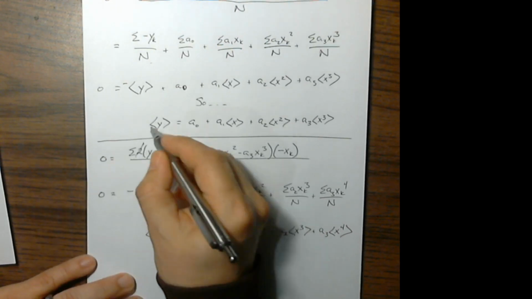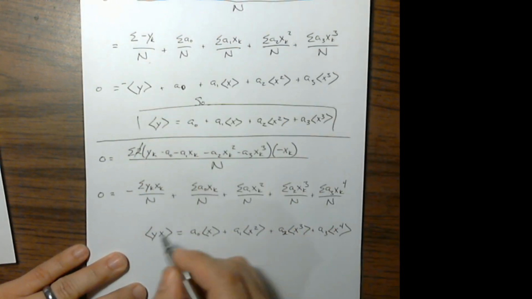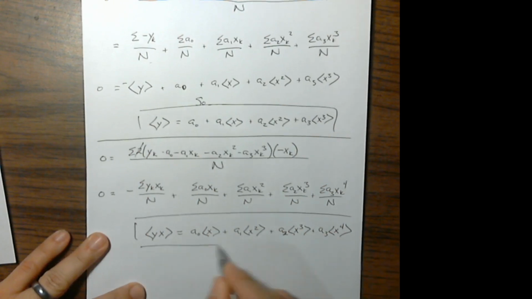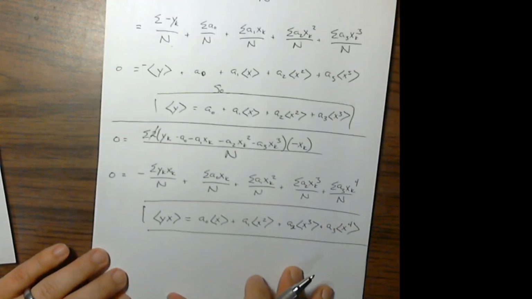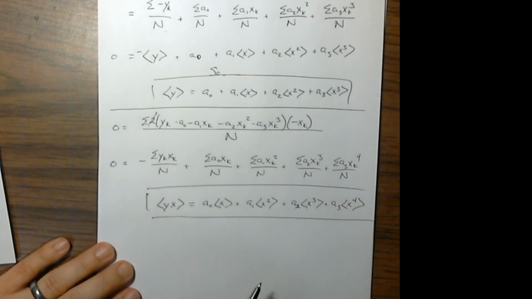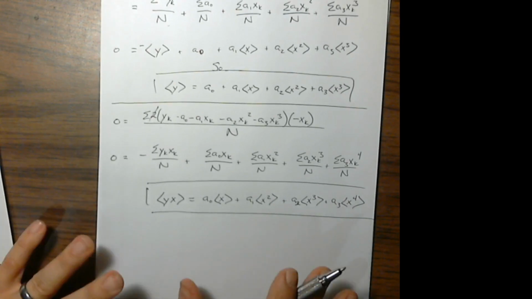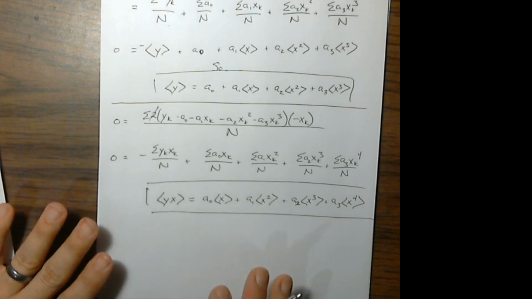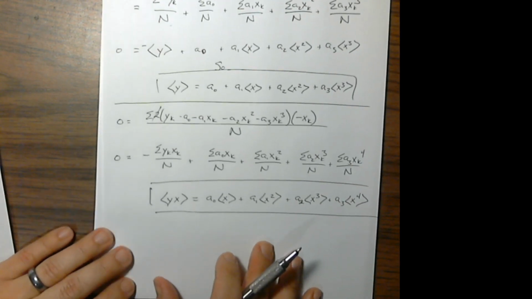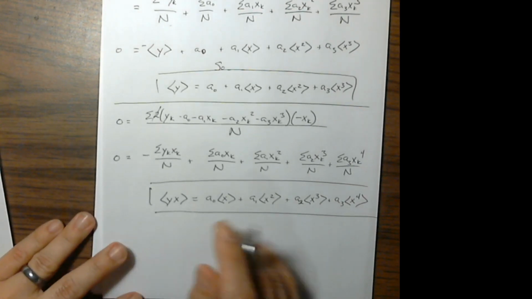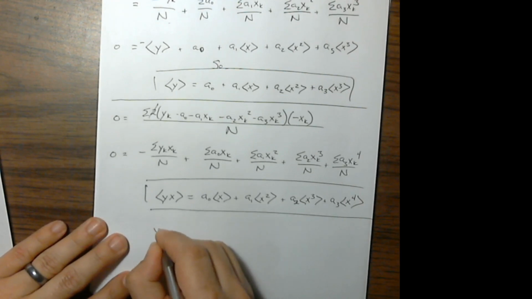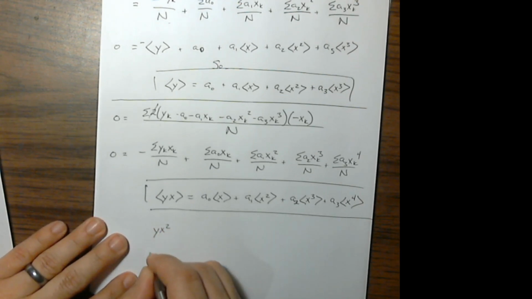Okay, so we have one equation, 2 equations. I'll bet you can see where this is going. If we repeat this process for the 2 remaining equations, that is the partial derivative with respect to A2 and the partial derivative with respect to A3, here's what we're going to get. It's going to follow the same pattern.